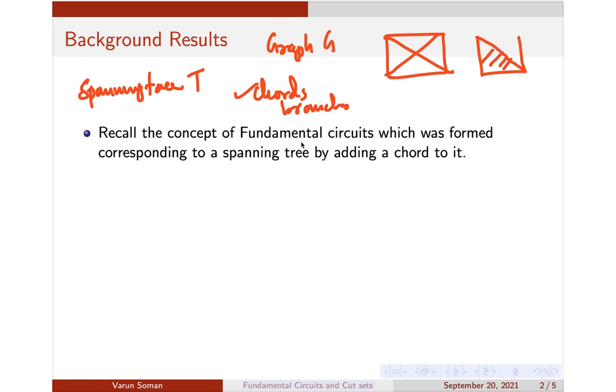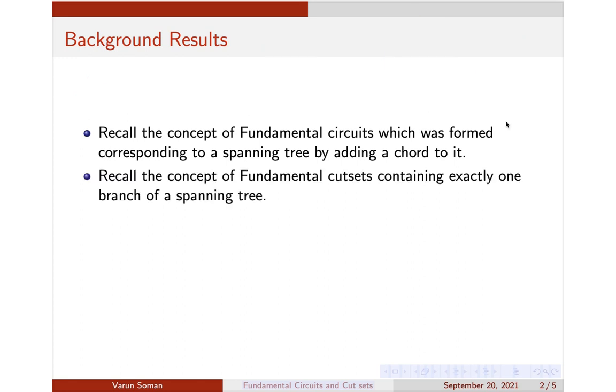And similarly, what do we mean by a fundamental cut set? A fundamental cut set is also defined with respect to a spanning tree, but it is a cut set which contains exactly one branch of the spanning tree. For example, if I take a cut set like this, removing this edge, this edge and this edge, you can see that the cut set contains exactly one branch of the spanning tree. Such a cut set is called a fundamental cut set. I hope it is clear.